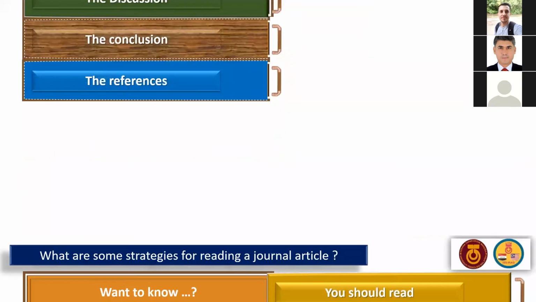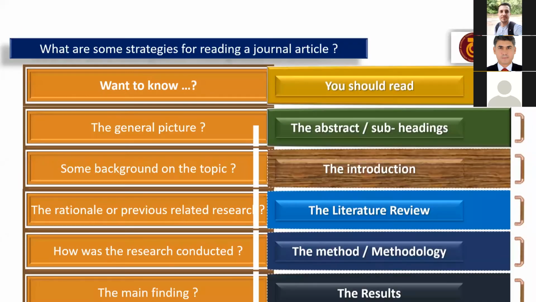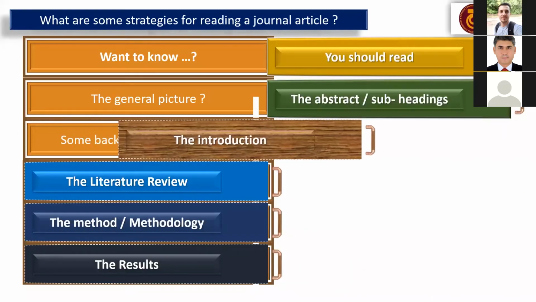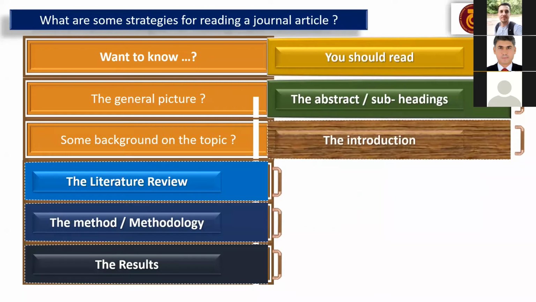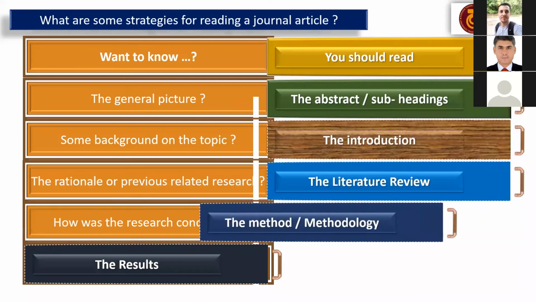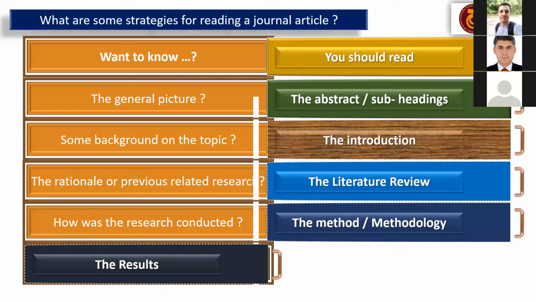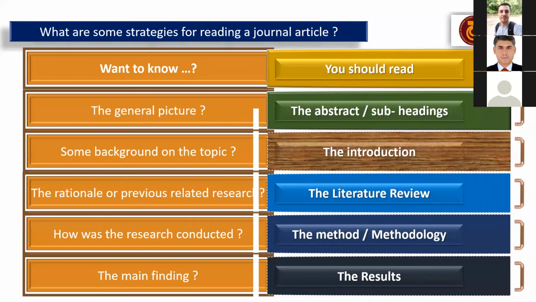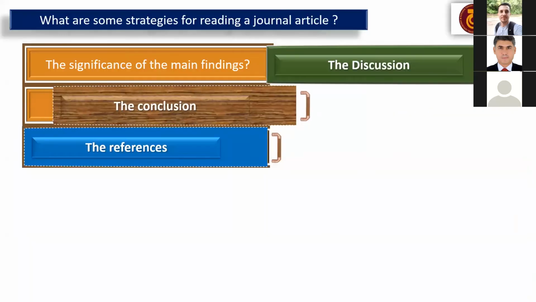To read every article quickly, you must know which part of the article to read. Sometimes we don't have time to read all parts of the article, so go directly to the page you need. If you need to understand how the research was conducted, go to the method. If you need the general picture, go to the abstract. By this way, it's very easy to read every article quickly.